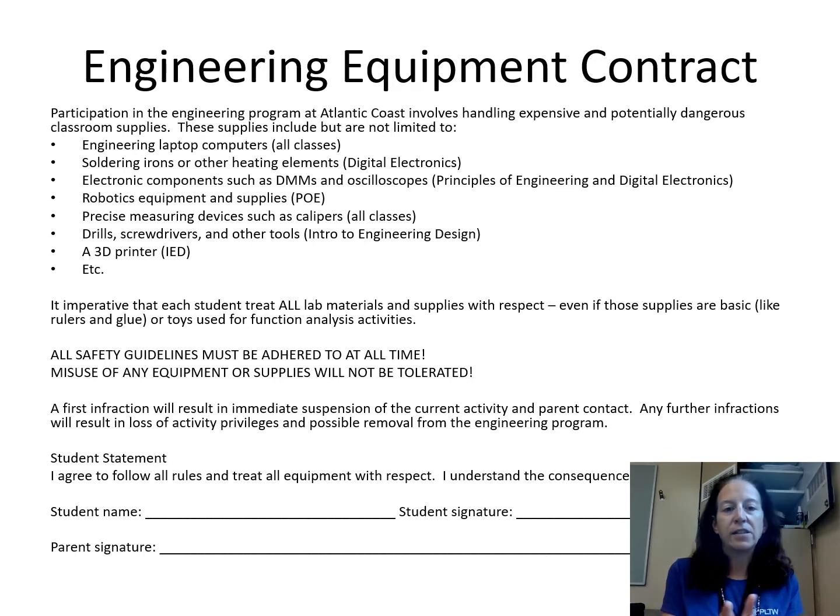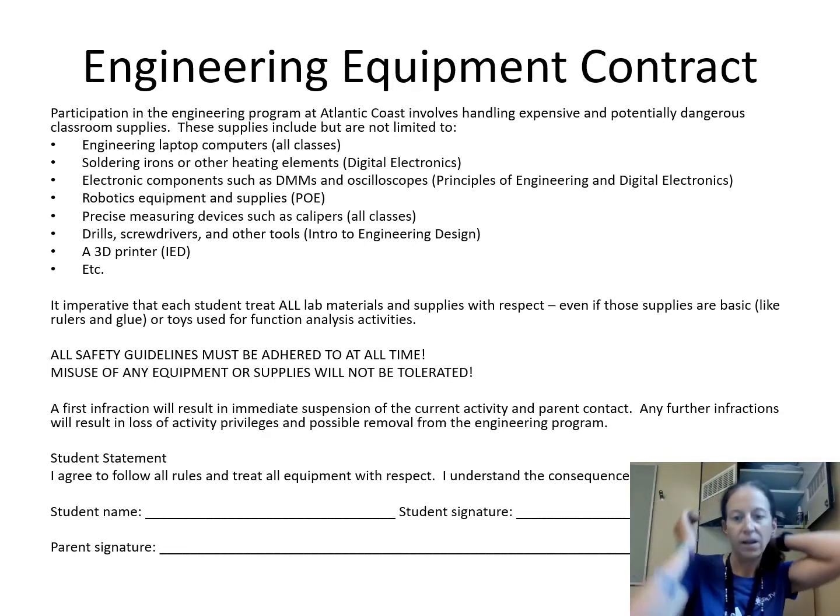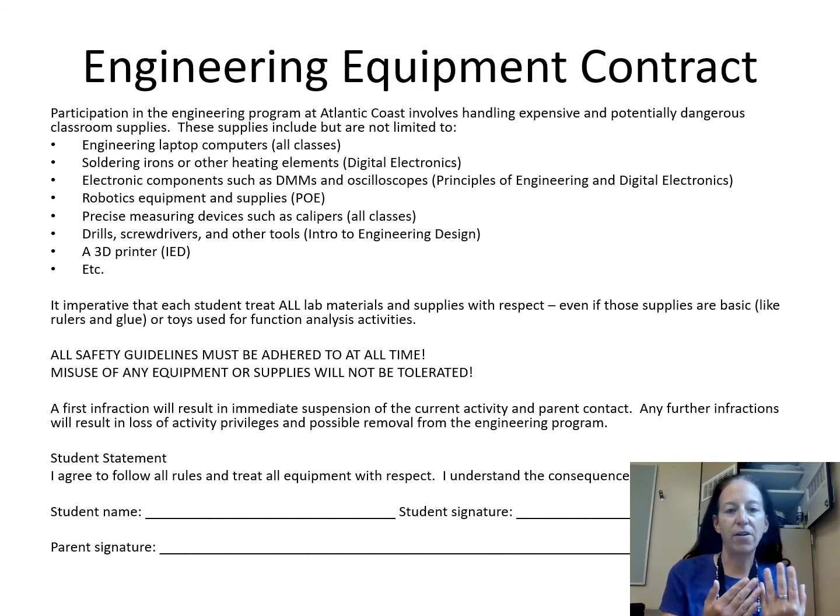All safety guidelines must be adhered to at all times. So if you are working with a soldering iron and I say, whoa, your hair needs to be tied back before you use a soldering iron, you have to adhere to all of the safety guidelines. Misuse of any equipment or supplies will not be tolerated. It has to be a 0 tolerance policy on the handling of any of the equipment. Some of the equipment is really, really expensive, like tens of thousands of dollars of stuff for high school classes.